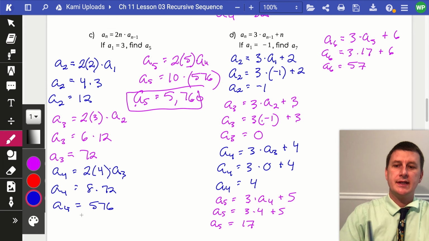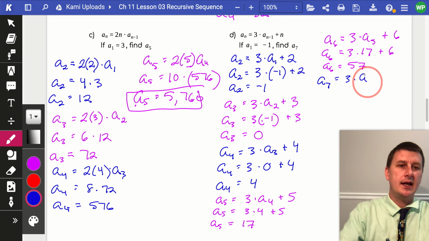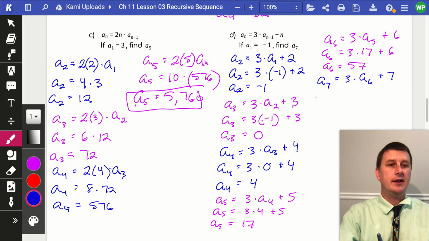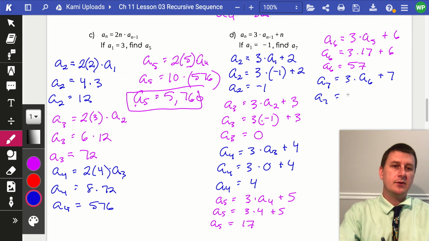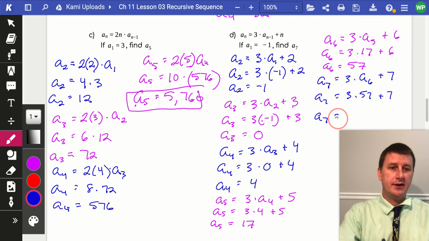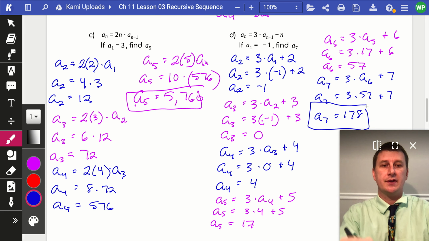And that brings us to our seventh and final term that we are looking for. We're going to have 3 times a sub 7 minus 1, which is a sub 6, plus 7 now, because that's our n value. And we're going to have a sub 7 is equal to 3 times, well, our previous term was 57, plus 7. And 3 times 57 will give me 171, plus 7, which will give me a seventh term of 178. It's my seventh term of this recursive sequence.